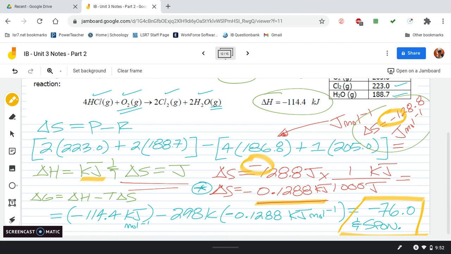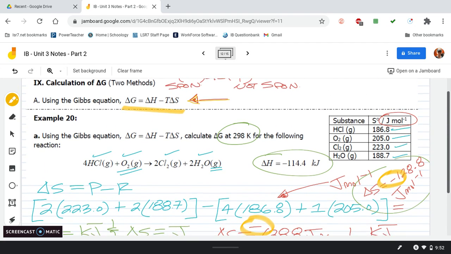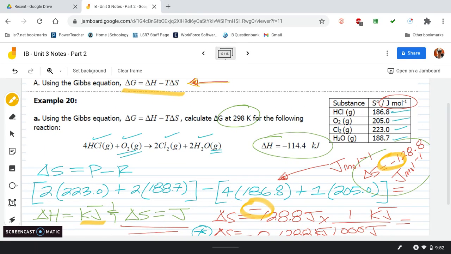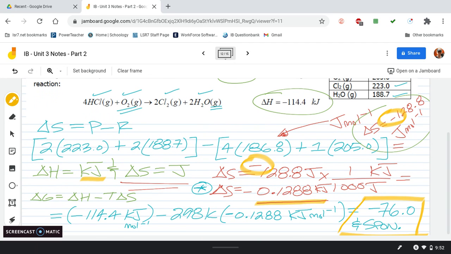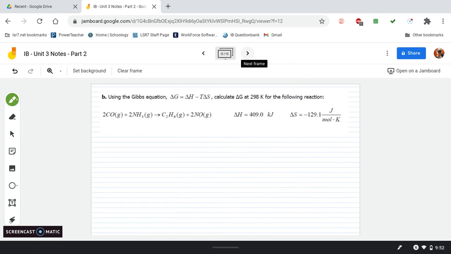So just a couple key takeaways before we pause it here. Watch the signs. I made that mistake with the signs. And then watch your units. You are always going to have to convert the joules in your S into kilojoules. And that's consistent. So, all right, I'm going to pause it here. But I want you guys to try this one on your own. Try B on your own. Same kind of problem, just it's a little easier because I gave you delta S.